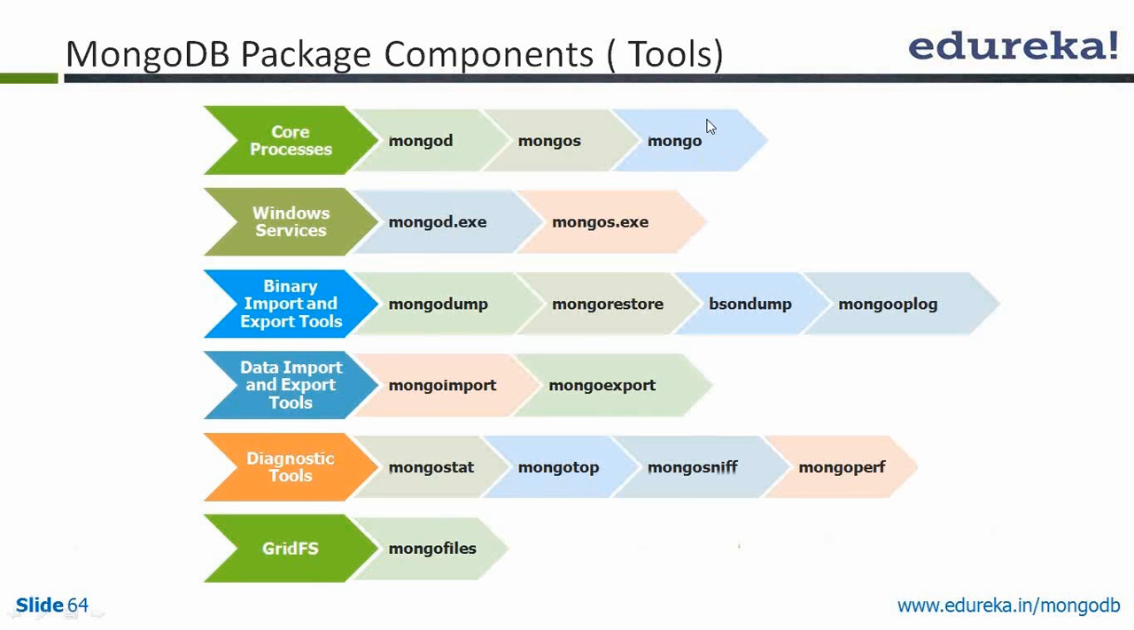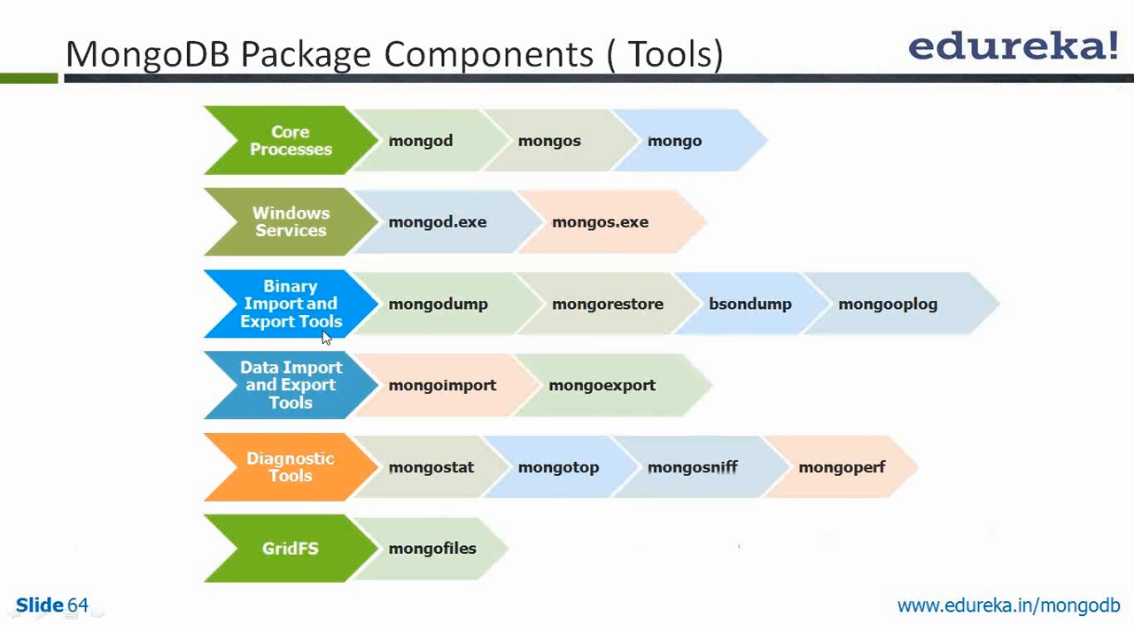This is a client. So at the initial stages, you have to understand MongoD is your database and Mongo is a client. At this stage, we will use only these two things, MongoD as a database and Mongo as a client. We will run this process and we'll see. For Windows service, you can install MongoD.exe and MongoS.exe.